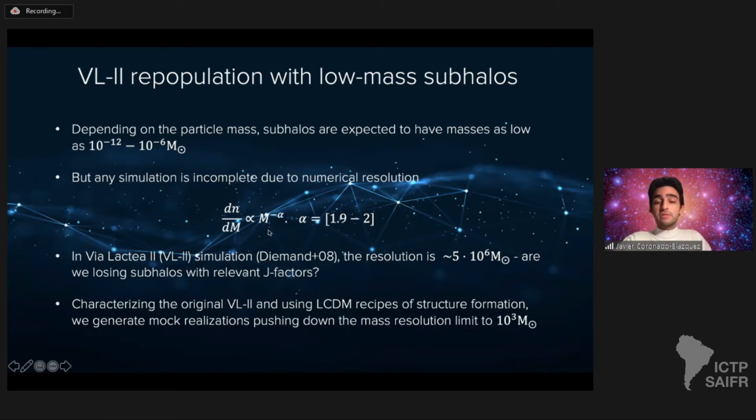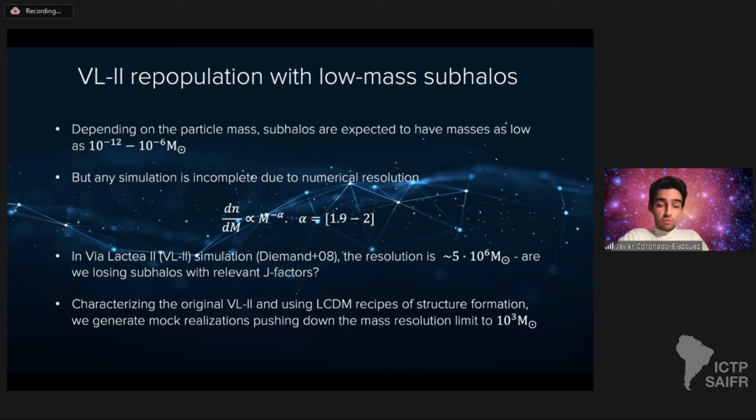And this is inversely proportional to the mass, meaning that as you go down and down in mass, you go up and up in the number of subhalos. And this at some point has to numerically diverge, of course. So we are using the Via Láctea 2 simulation, a very competitive dark matter only simulation from 2008, whose resolution is 5 million solar masses. We cannot go below this number. So maybe we are losing something relevant, with relevant J factor, relevant brightness, below this mass resolution limit.